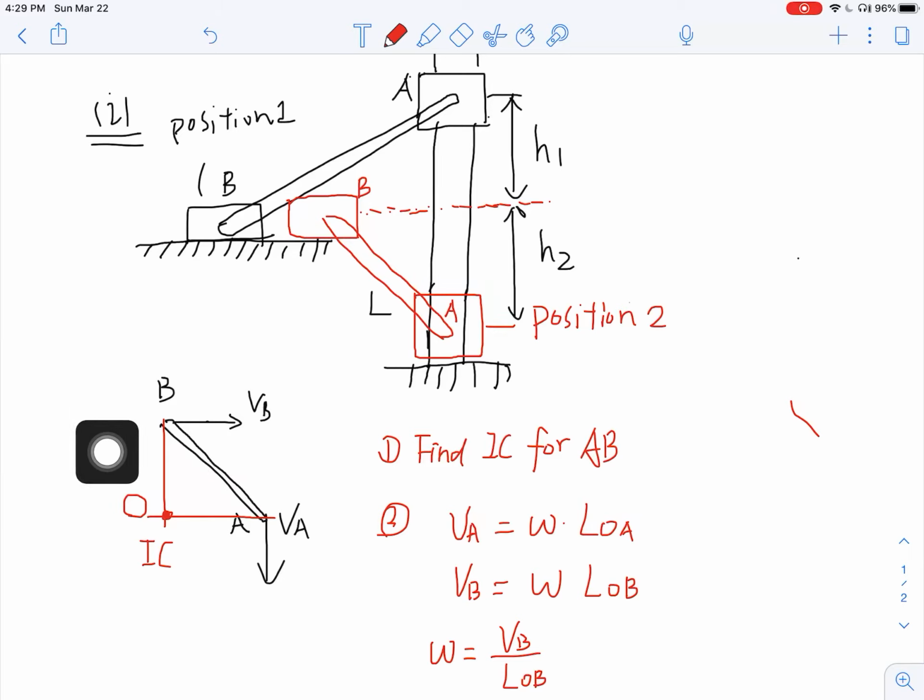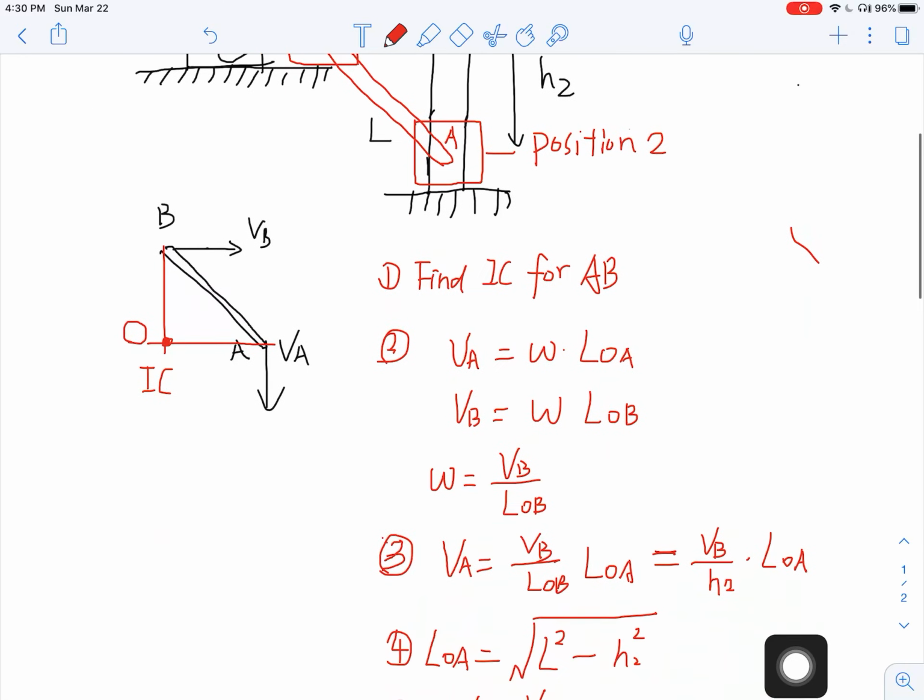Once we know the instant center, we are able to use the equation VA equals omega times LOA, which is the angular velocity of the bar AB times the distance from the instant center to the point A. Similarly, we can find the expression VB equals omega times LOB. Then I can find an expression for omega by using VB: omega equals VB over LOB.